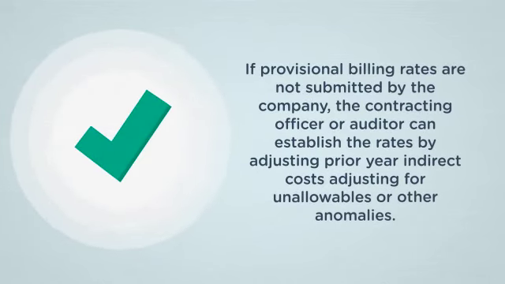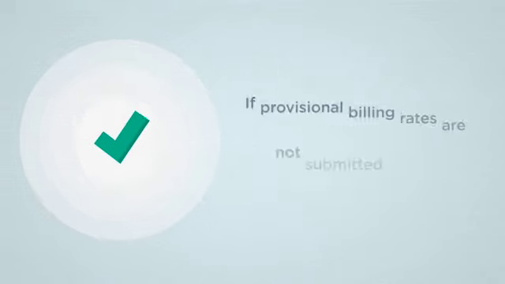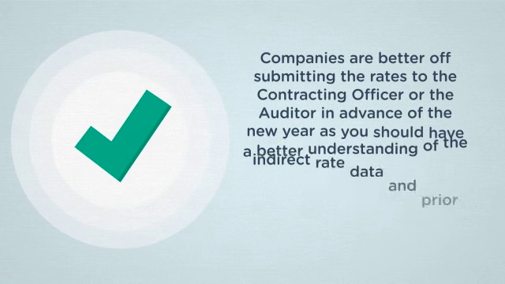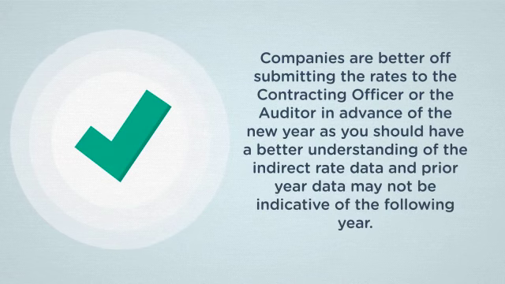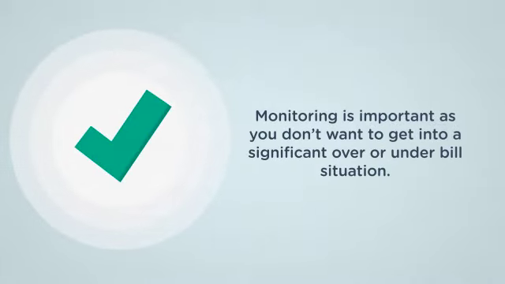If provisional billing rates are not submitted by the company, the contracting officer or auditor can establish the rates by adjusting prior year indirect cost, adjusting for unallowables or other anomalies. Companies are better off submitting the rates to the contracting officer or auditor in advance of the new year, as you have a better understanding of the indirect rate data, and prior year data may not be indicative of the following year. Monitoring is important as you don't want to get into a significant over or underbill situation.